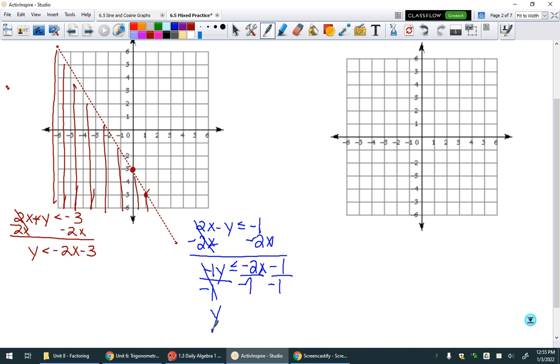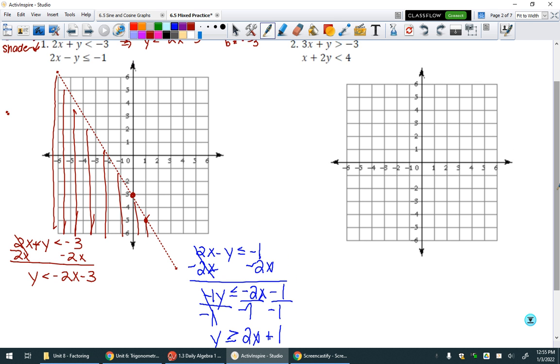A negative divided by a negative gives me a positive. A negative divided by a negative also gives me a positive. What do I have to remember, though, if I'm dividing by a negative 1? Faith. Excellent. The sign flips directions. All right, will you get this down?